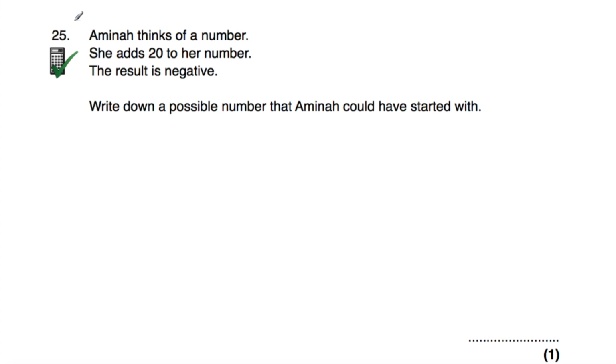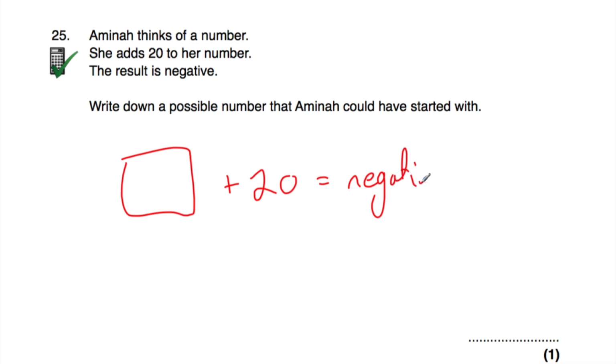Okay, let's have a look at our next question, question number 25. So question number 25 says, Amina thinks of a number, and she adds 20 to her number, and the result is negative. Write down a possible number that Amina could have started with.